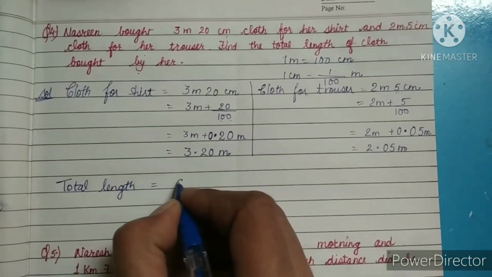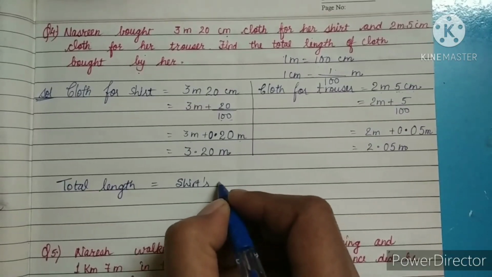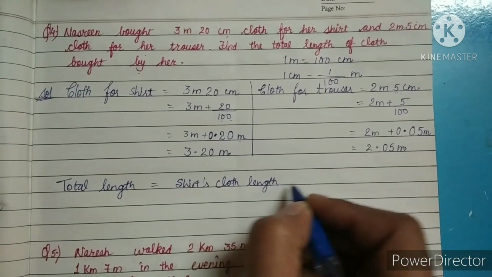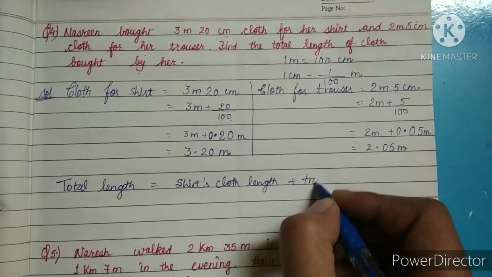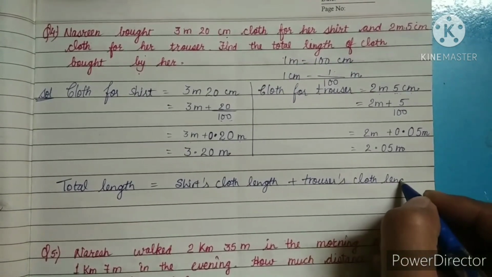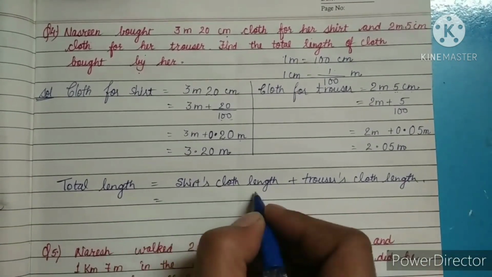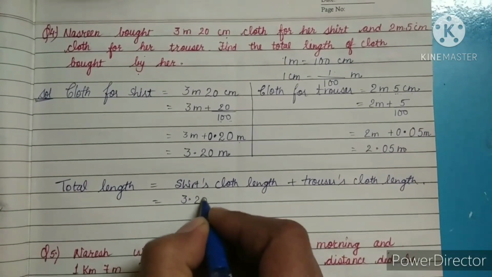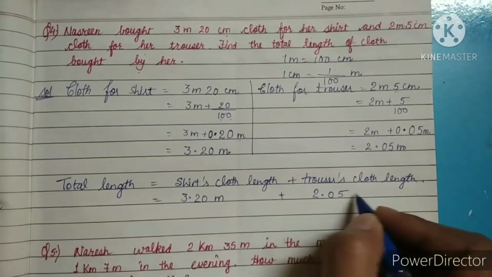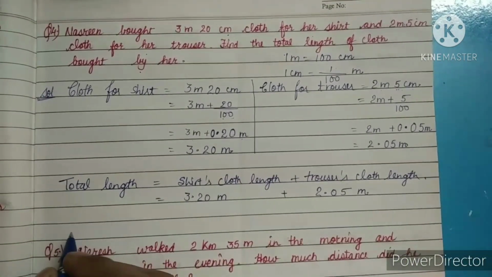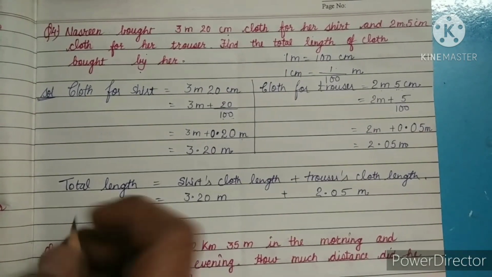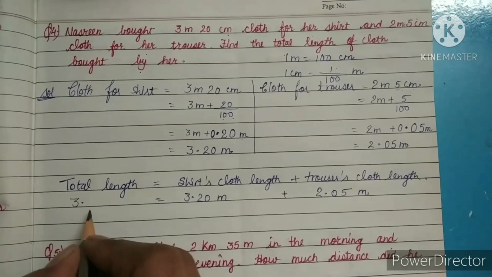is shirt cloth length plus trouser cloth length. Okay, shirt cloth length is 3.20 meter and trouser cloth length is 2.05 meter. In the rough you can add them, or you can directly solve it. Here I am doing it with the pencil.